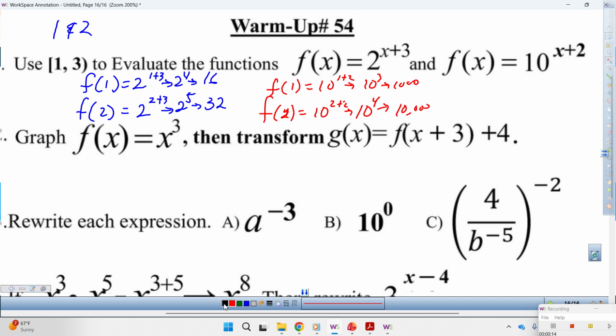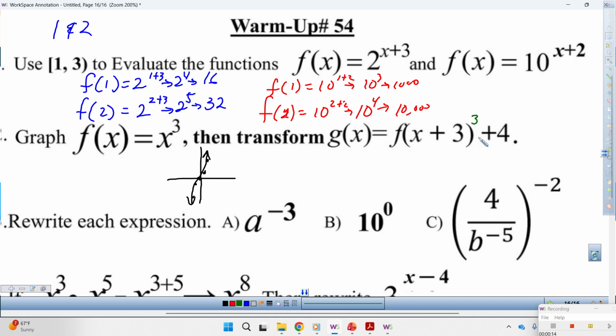Number 2. Let's graph that cubic. We got 0, 0, 1, 1, 2, 8, negative 1, negative 1, negative 2, negative 8. Something like this. And then, according to this, where are we going to move that to? Tell your neighbor, please. Where are we going to move that to, according to that? Let me put a little cubic here.